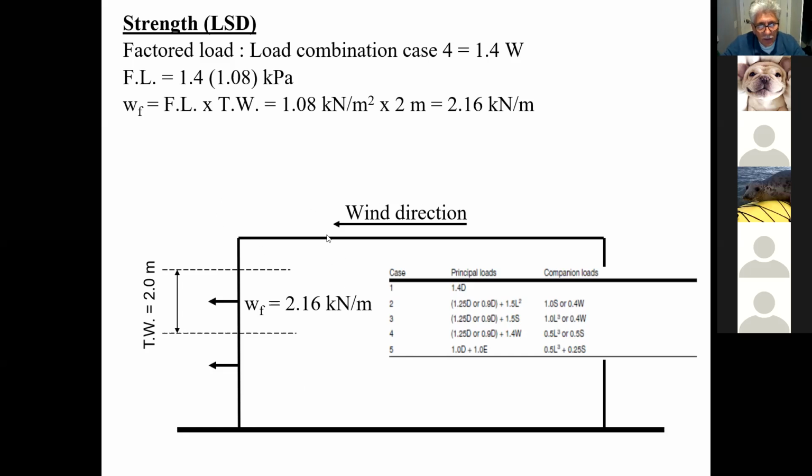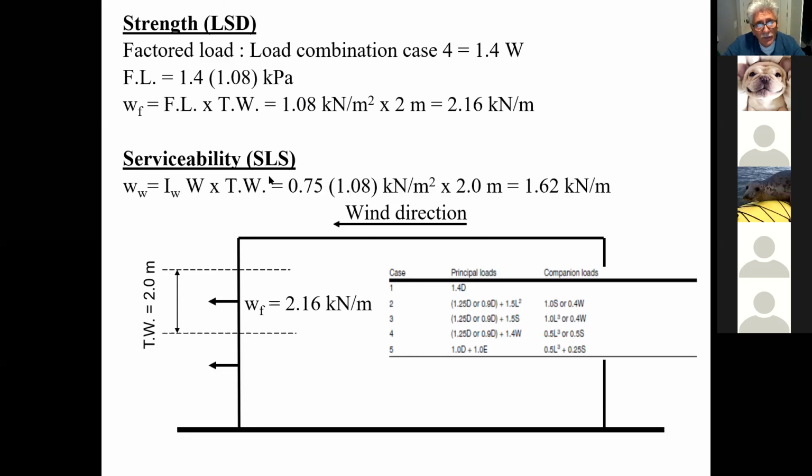so now that I know what load I'm going to be designing for, then this becomes very simple. For serviceability, of course, I want to calculate deflection. For serviceability, now I take the importance factor of 0.75. And therefore, the 1.8 gets multiplied by 0.75. This is the importance factor. That becomes my wind load.